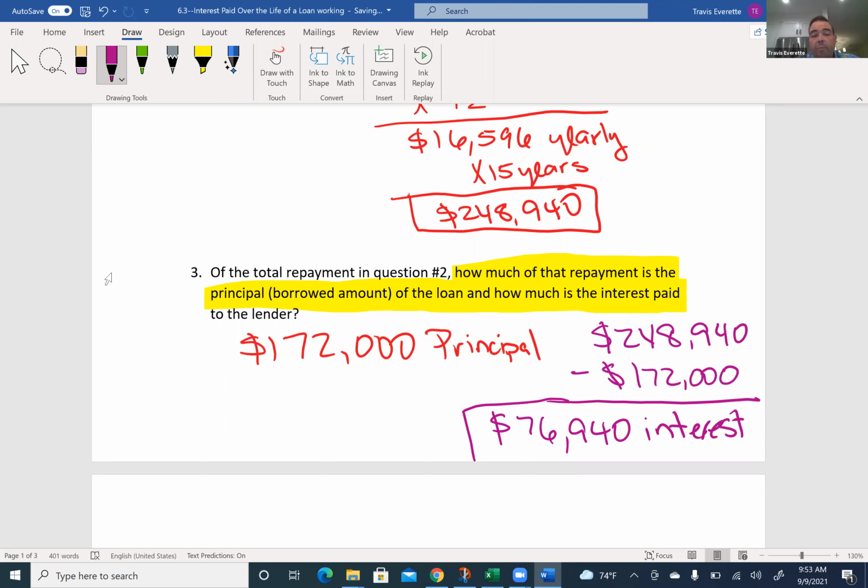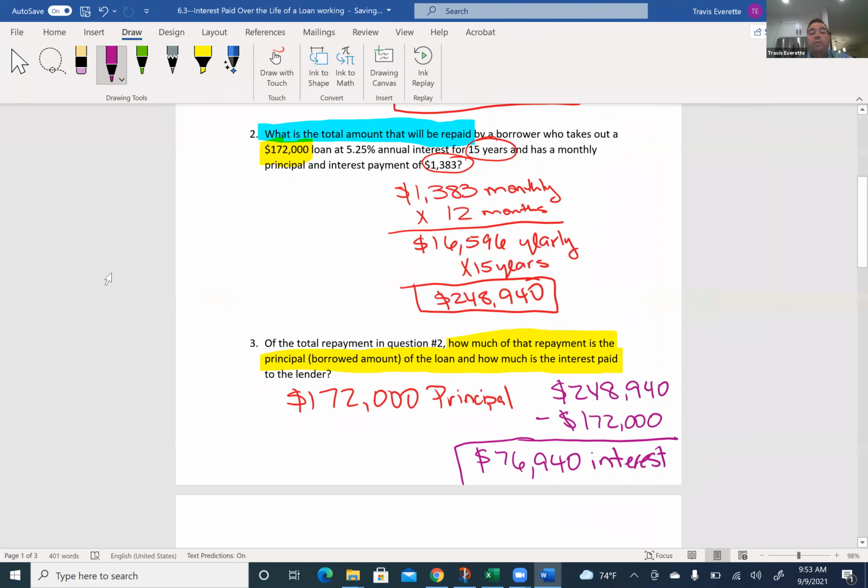So if you look at the two questions together, assuming that borrower makes every payment on time, never pays $1 extra, just pays $1,383 every single month for 15 years, they will pay back a grand total of $248,940, of which $76,940 is interest. That's the way you think about that loan.